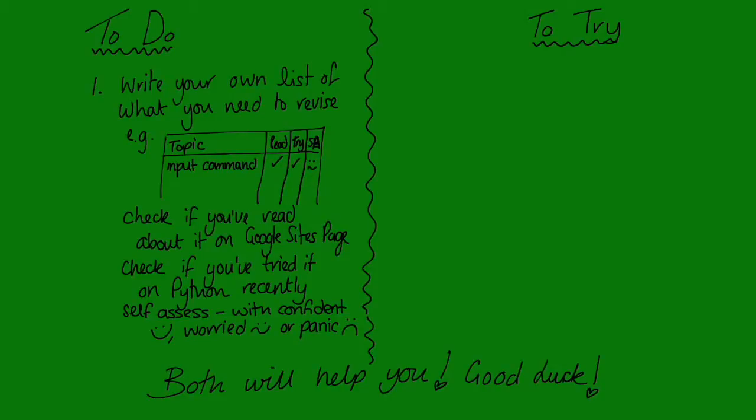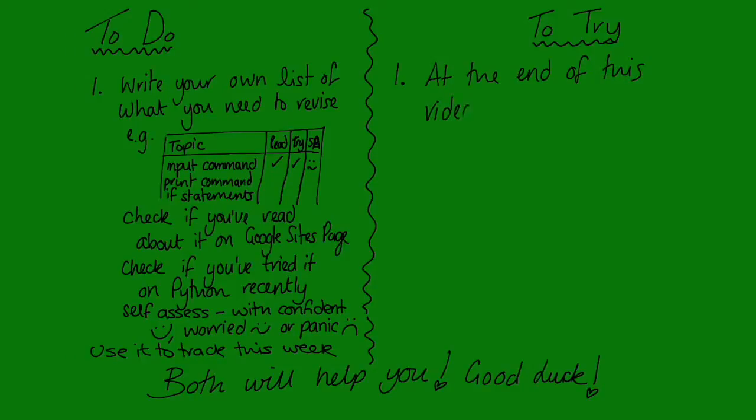So as you go through it, you'll be able to extend your list with all the different things that you need to revise, and then say whether you've read them, tried them, and then self-assess all the way through. Use it to track the whole of this week. Again, to try, at the end of this video there is a how to download and install Python. Go for it, because the only way that you're going to get practice in it is by actually trying it over and over again.